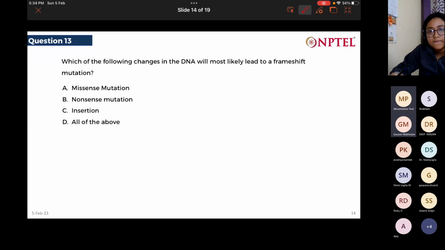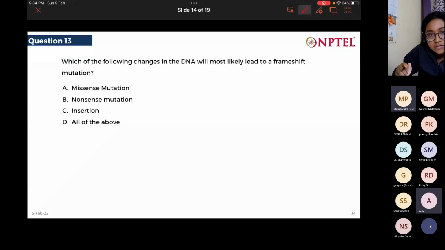Basically, a frame shift mutation is one where there is an addition or a deletion of a base pair in the DNA. So because of addition or deletion, what happens? It is not a multiple of three. Insertion and deletion, but it is never a multiple of three. That's why it's called a frame shift.